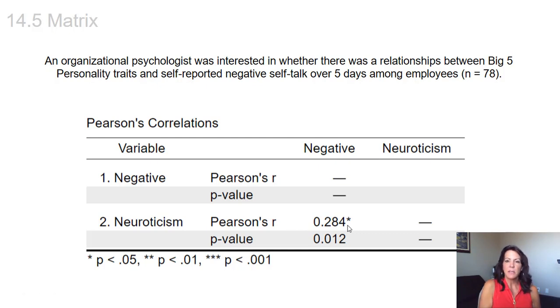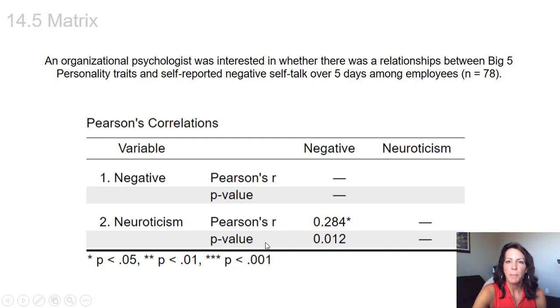So what that tells us is that the correlation is basically 0.28 and that it is positive, meaning that as negative self-talk goes up, neuroticism goes up, and lower scores on negative self-talk are related to lower scores in neuroticism. They are positively correlated, right? So the question is, is it a significant correlation? And to answer that question, we look at the p-value.